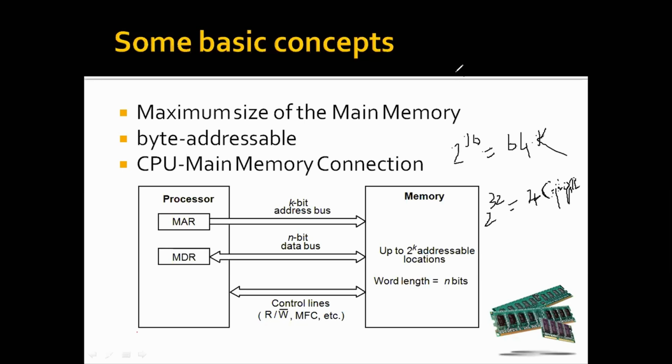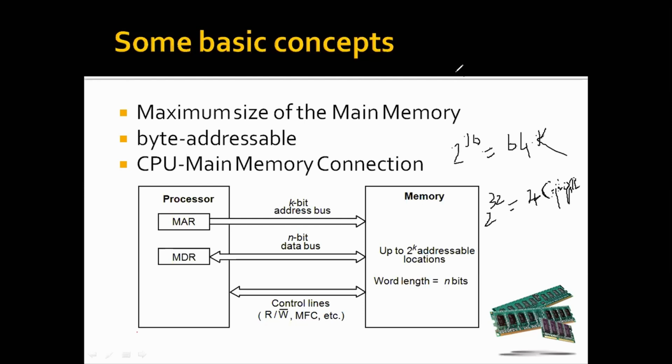Next, what we need to know here is the addressable locations. Up to 2 power k addressable locations, we know. So the word length is equal to n bits. For the 2 power k addressable locations, if you are going to have 2 power 16, you will be having 64k.